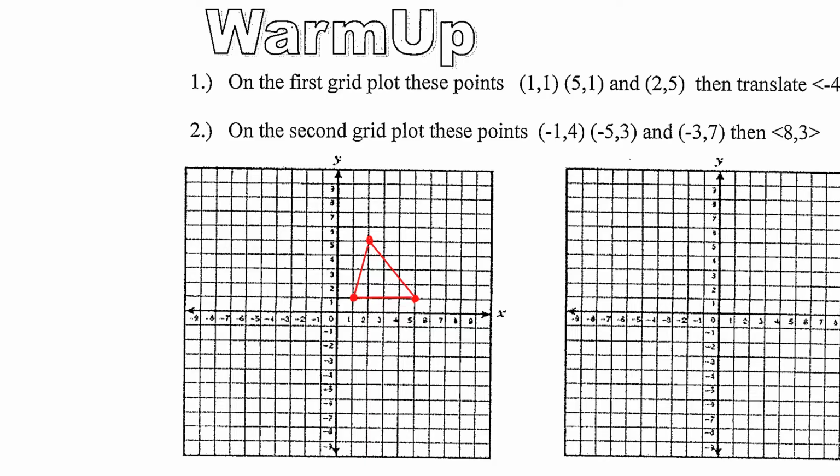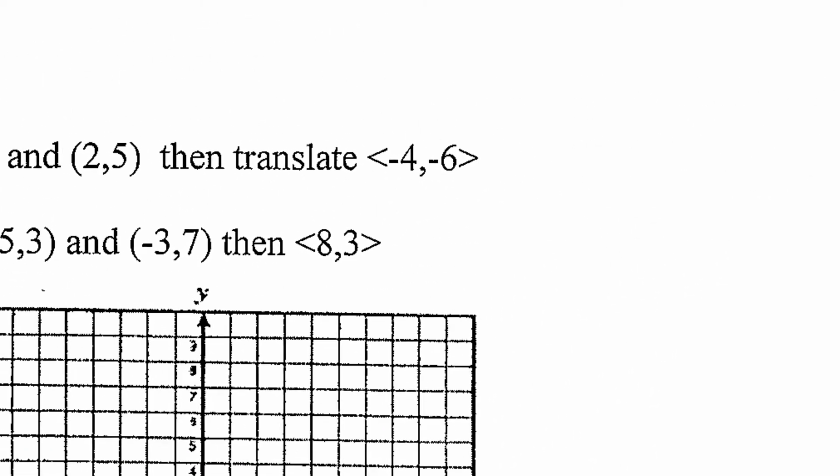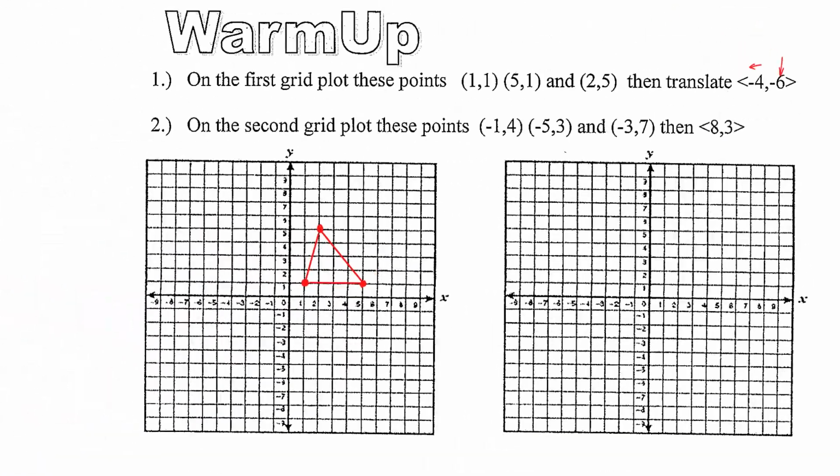Okay, now we're going to translate it using the vector (4, -6), or rather (-4, -6). So what is (-4, -6) going to do? Left 4, down 6. Okay? So every point is going to go left 4, down 6.